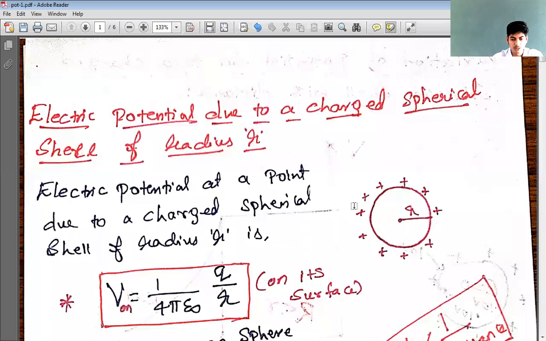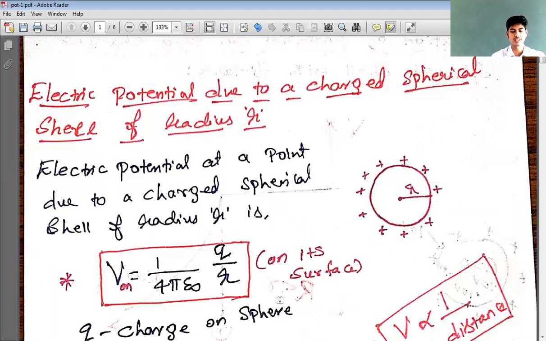In case it's negative, sir? If the charge on the spherical shell is negative, electric potential becomes negative. If the charge on the shell is negative, electric potential will be minus 1 by 4 pi epsilon naught Q by R. Potential being a scalar quantity, you have to consider the sign of the charge. If there is a negative charge here, you have to put a minus sign: minus 1 by 4 pi epsilon naught Q by R. If there is a positive charge, it is plus 1 by 4 pi epsilon naught Q by R. You need to take into account the sign of the charge while evaluating potentials.